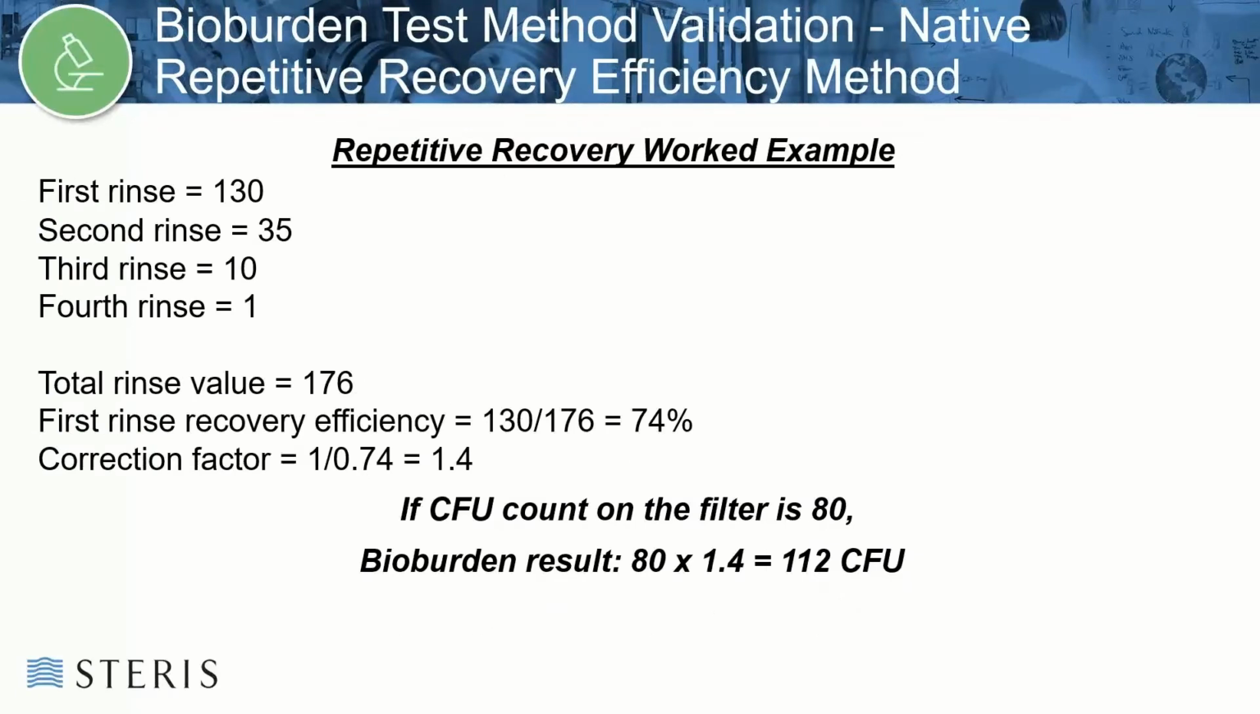In this example, the first rinse value was 130 CFU, the second was 35, third 10, and the fourth 1 CFU, giving a total for all rinses of 176 CFU. The first rinse recovery efficiency was calculated by dividing 130 by 176 for 74% efficiency. The correction factor was calculated similarly and was determined to be 1.4. And again, if we had 80 CFU on a routine test, we would multiply that 1.4 times that raw count to give a bioburden estimate of 112 CFU.